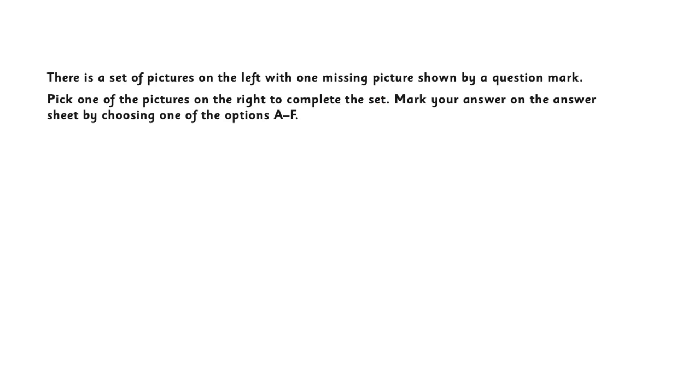There is a set of pictures on the left with one missing picture shown by a question mark. Pick one of the pictures on the right to complete the set. Mark your answer on the answer sheet by choosing one of the options A to F.